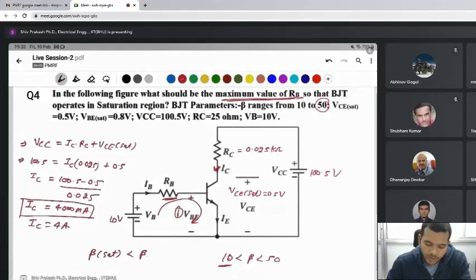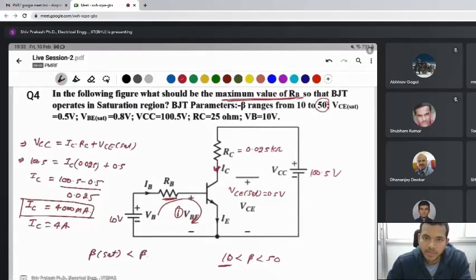It is more important here. If it's a 150 ohm resistance, I should ensure that the BJT should operate in the saturation region. In any condition, it cannot go beyond the saturation region. If you take a saturation beta as 50, then in some condition RB is great.